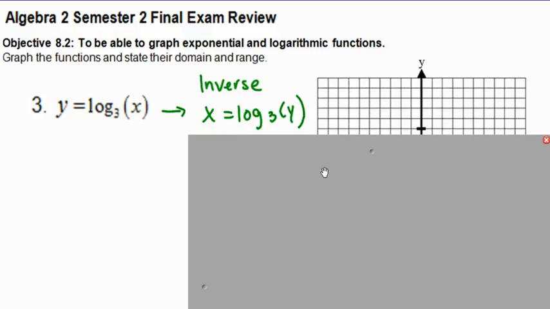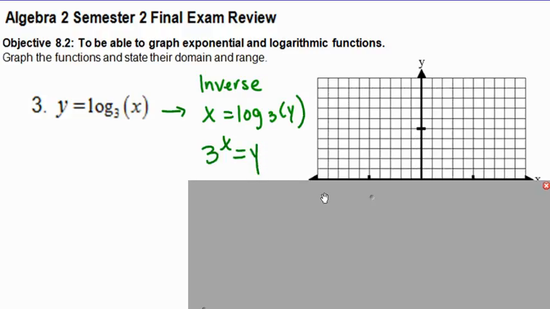Then we have to remember by definition, what does a logarithm mean? A log means what exponent goes on the base to give you the answer. Here's our exponent. So 3 to the power of x equals y. This exponential equation we can make a quick table of values of using some negatives and positives and completing them.